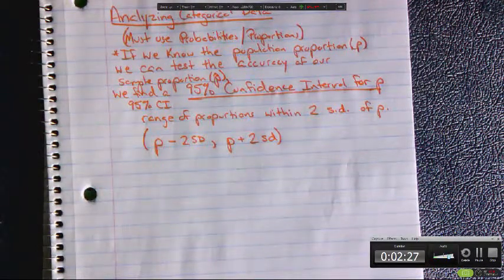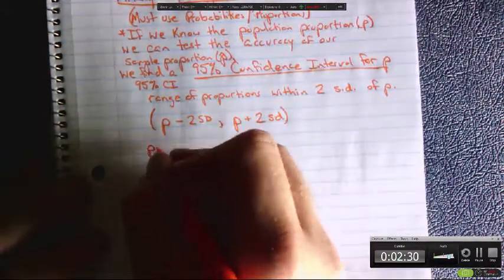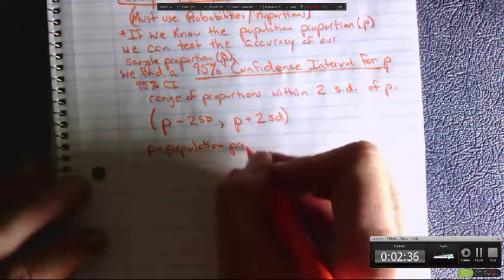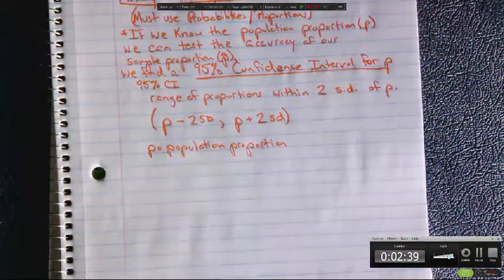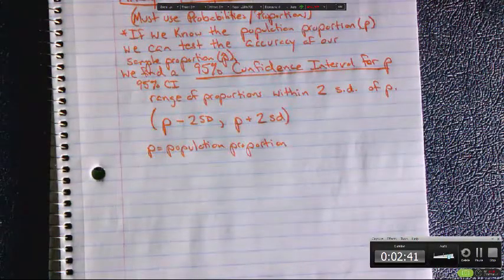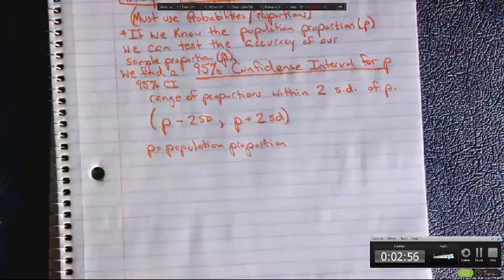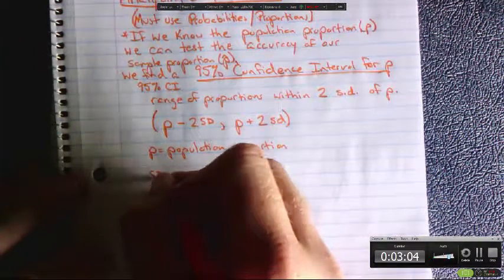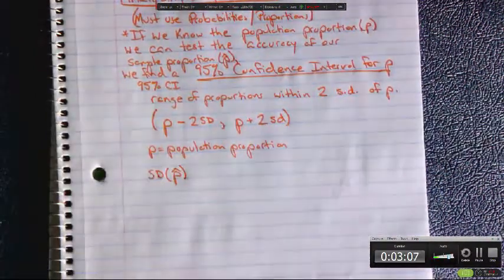Okay, so we need a formula for it. Well, the first thing is we need to define P. We've already defined this. This is the population proportion. And if we're testing the population proportion, most likely you do not know the standard deviation of the entire population. But what we can figure out is we can calculate the standard deviation of our data, which is not P, it's what? P hat. So we're going to write this as the standard deviation of P hat.